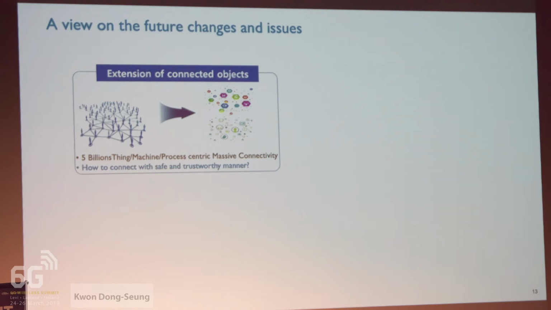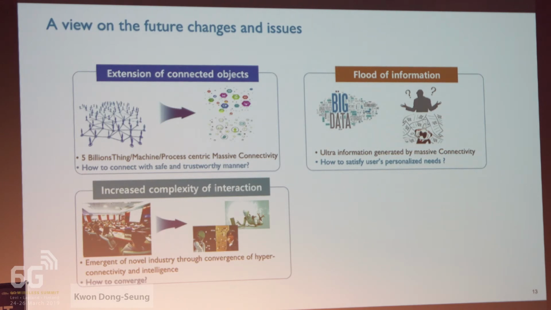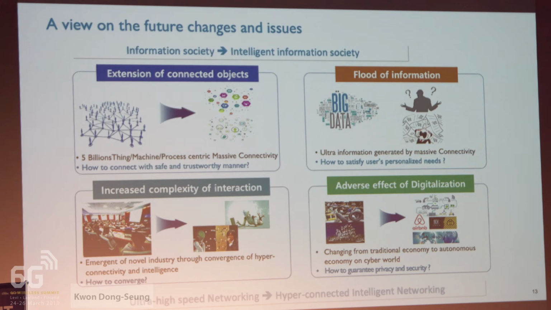So we have several challenges. First challenge is the connected objectives. How to connect something with safe and maybe trustworthy. Second is flow of information, but I do not have my information. So how to satisfy the user's personalized need. Third is complex issues, how to manage it. Final issue is the adverse effect of digitalization, security and privacy issues. So in order to solve this, we expect the future is an intelligent information society. And therefore, we think about hyper-connected intelligent networking. I think ETRI expects that this is needed in the future.